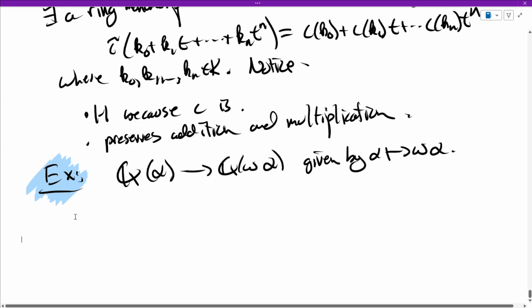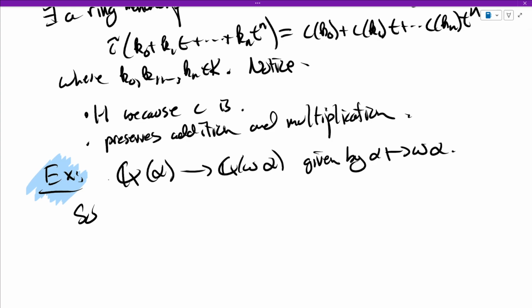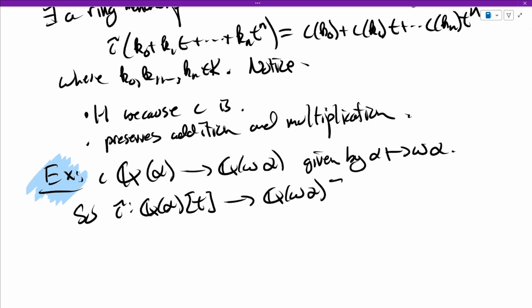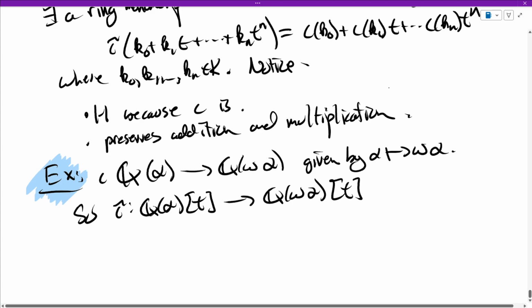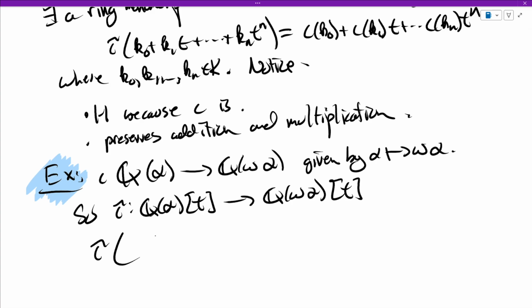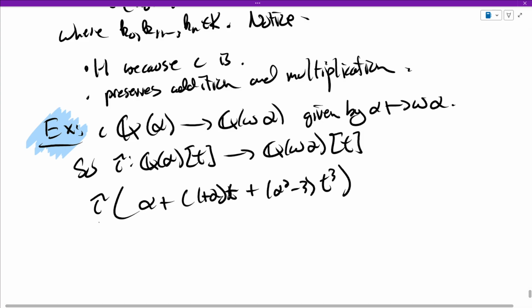So this is like iota. We get an iota hat from polynomials here to polynomials with coefficients in this other field. And what does it do, for example? So suppose I have, I don't know, let's see. Remember, alpha is the cube root of 2. Suppose I have the polynomial, I don't know, alpha plus 1 plus alpha t plus alpha squared minus 3 t cubed, something like that. Where is that polynomial sent to under iota hat?